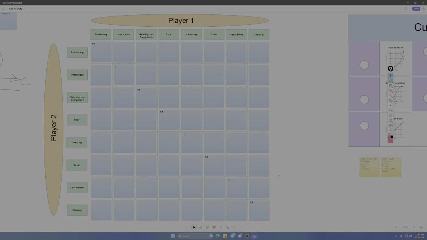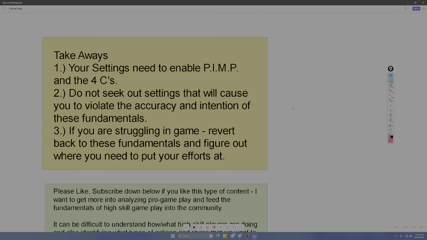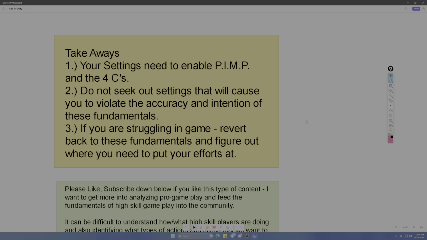So moving forward, the takeaways from this are that your settings need to enable just these two acronyms here, which is PIMP and the 4 Cs. Do not seek out settings that'll cause you to violate the accuracy and intention of these fundamentals. If you are struggling in game, revert back to these fundamentals and figure out where you need to put your efforts. Don't over obsess about settings and things like that.